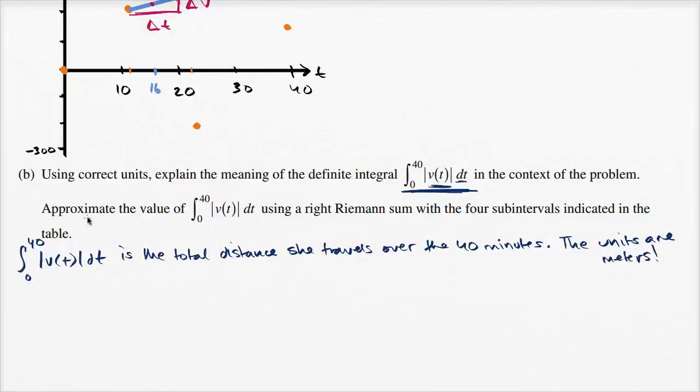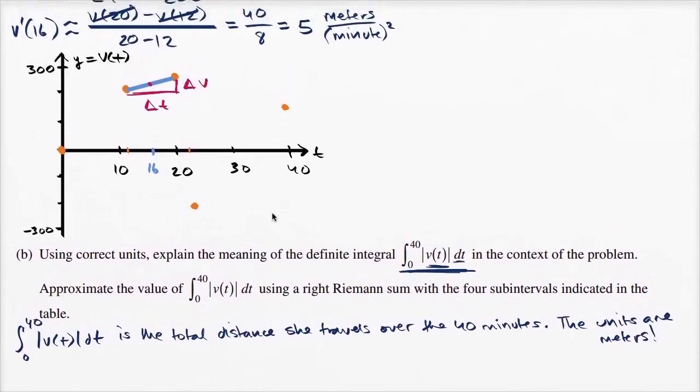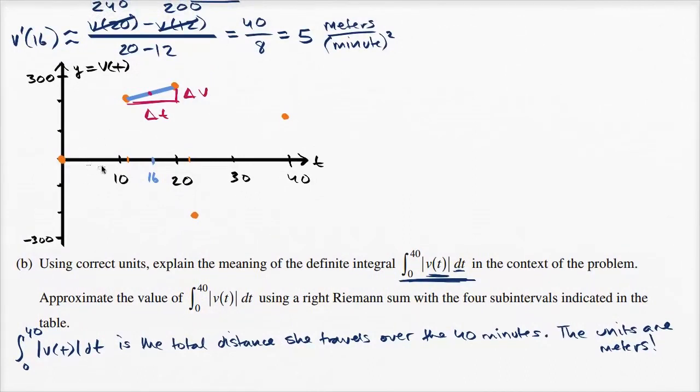All right. Then they say approximate the value of that integral using a right Riemann sum with the 4 subintervals indicated in the table. So what do they mean by a right Riemann sum? Well, actually, let me just draw the absolute value of v of t. I already took the trouble in the last part of drawing the axes. You wouldn't actually have to do this on the test, but I'm doing this to help you understand what we're going to do. So in orange I have v of t, but the absolute value of v of t I'll do in magenta. So the absolute value of that is that, absolute value of that is that, absolute value of that is that.